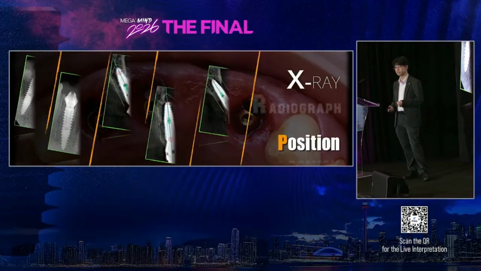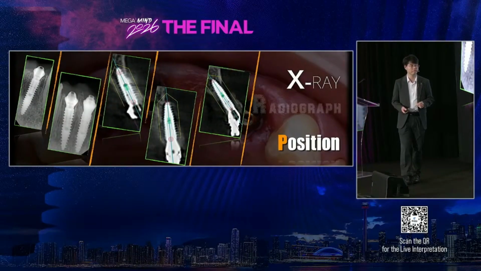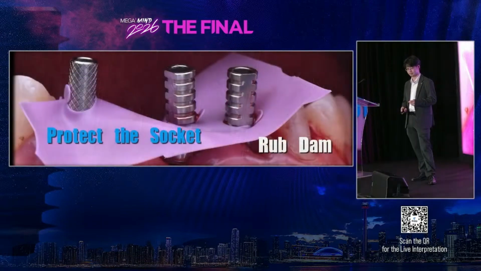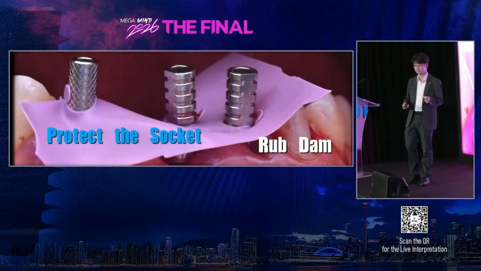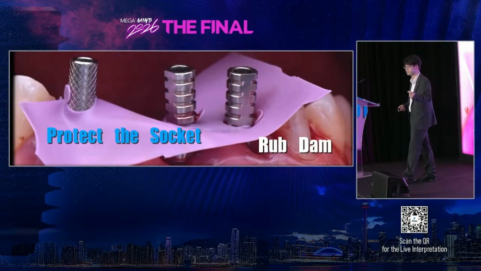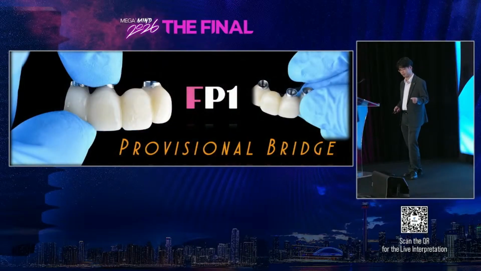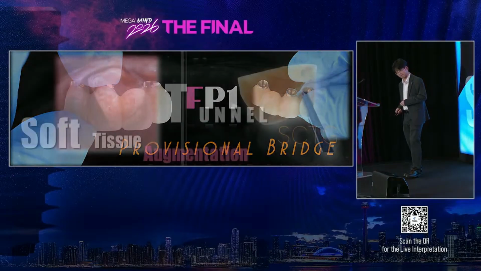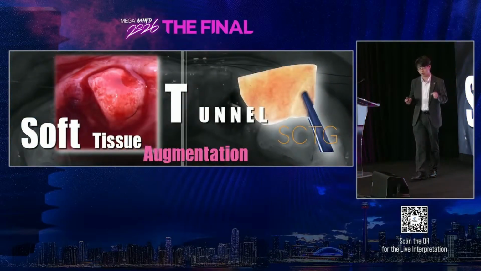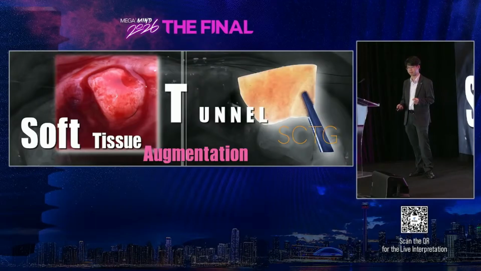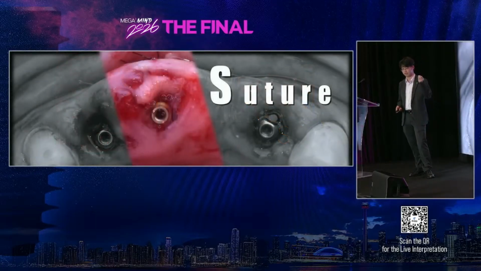And take an X-ray to check the patient is well. And near the chair, we do the prevention bridge and use the rubber band to protect the socket. And this is the P1 prevention bridge. And at the right central incisor, we do the tunnel technique and use CTG to do the soft tissue augmentation. And this is after suture.